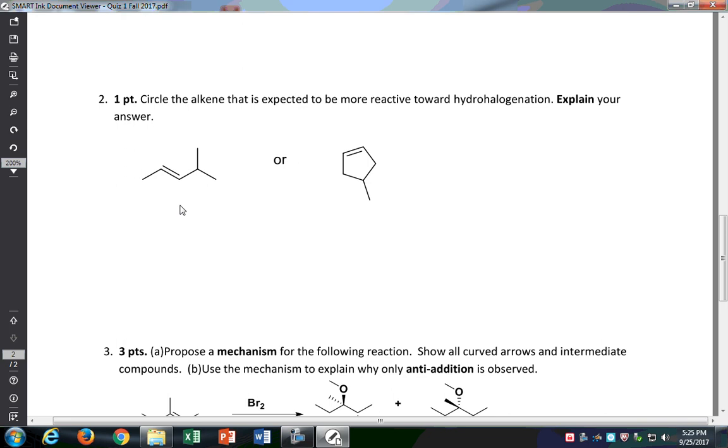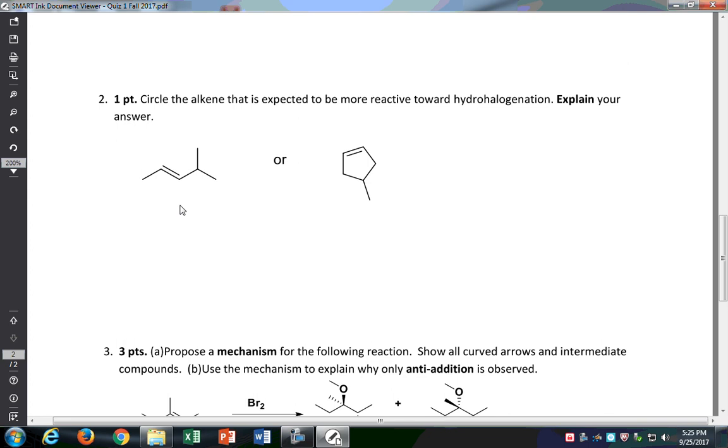Here, we're asking about reactivity. So we're asking really about our kinetics. Which one is the faster reaction? Which one's going to be more reactive? So the first thing is, what determines our kinetics? What determines our kinetics? Activation energy.